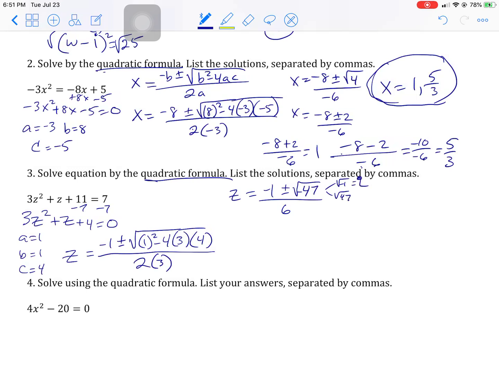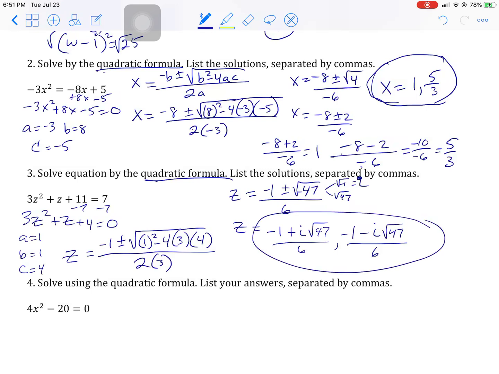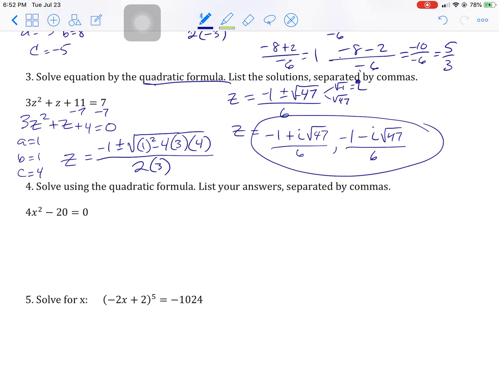It's an I. All right, Z equals -1 plus i square root of 47 over 6, and -1 minus i square root of 47 over 6. Okay. Practice with the quadratic formula.